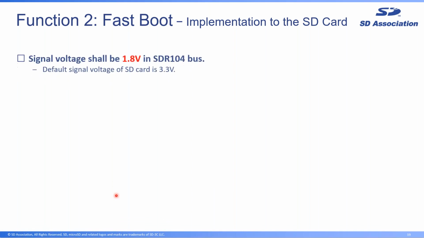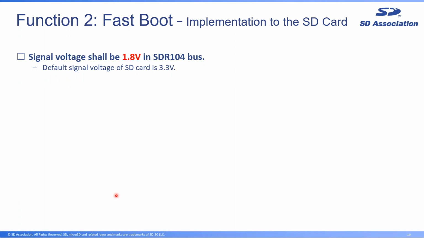This page shows an outline of the fast boot function. There are several features in fast boot over SD card. The first point is the signal voltage. The default voltage of SD bus signaling is 3.3 volt, but a new mechanism needs to be introduced to switch it to 1.8 volt to transmit the code up to 100 or 104 megabytes per second.